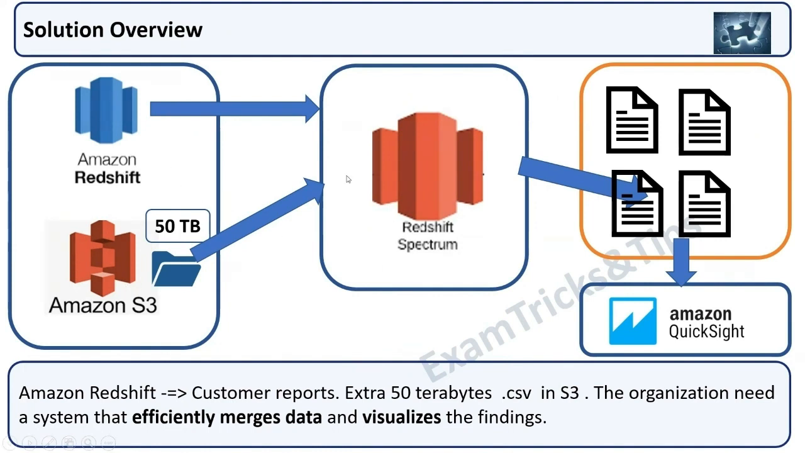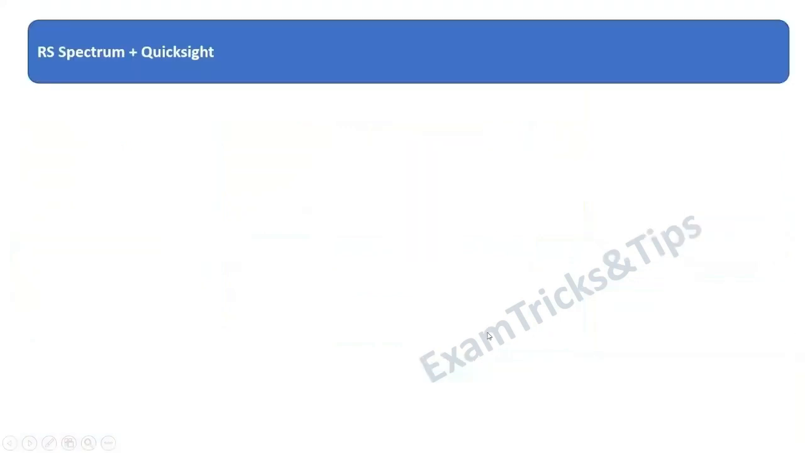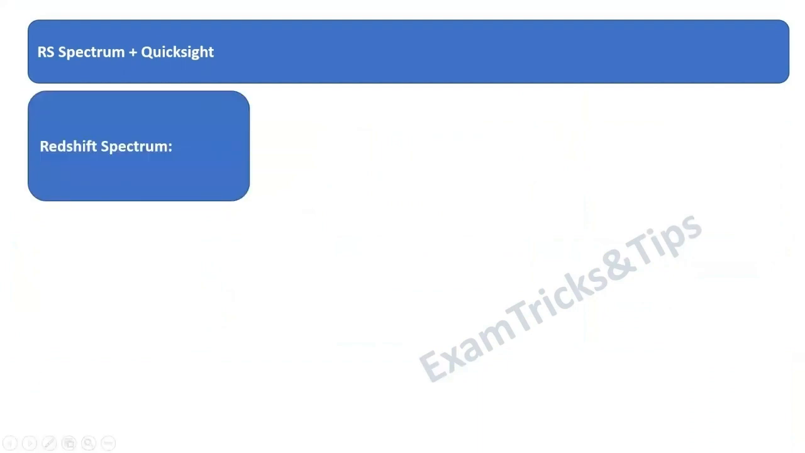With Redshift and Amazon S3 using Redshift Spectrum, you can query directly here. There is no actual loading required. And then you're reporting in QuickSight. This is your overall solution. Let's look at the benefits of this solution, Redshift Spectrum and QuickSight.